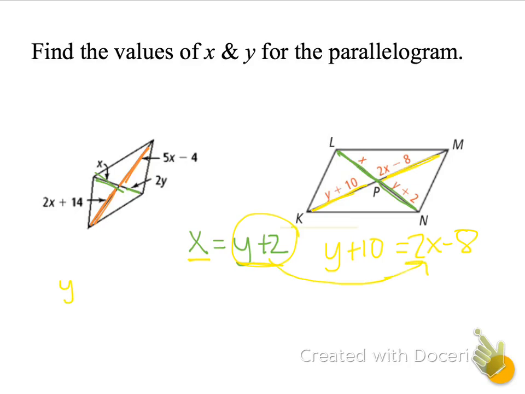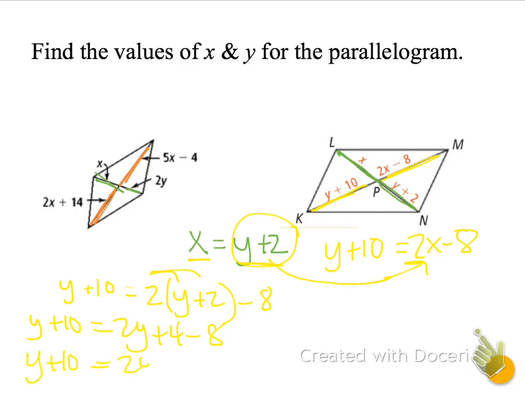So now I'm going to get y plus 10 equals 2 times, let me plug that all in, y plus 2, where I take out x, put y plus 2 in. Now let's go ahead and solve, so I got to distribute this too. So y plus 10 equals 2y plus 4 minus 8. y plus 10 equals 2y minus 4. Subtract y. So I have 10 equals y minus 4, add 4. So now I have y representing 14.